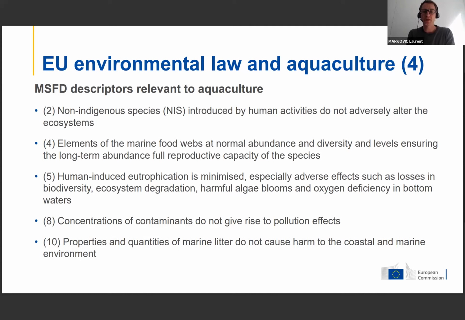Eutrophication is minimized and does not give rise to adverse effects on the water. Same thing, pollution from aquaculture facilities. The concentration of contaminants does not give rise to pollution effects. And the last one, marine litter does not cause harm to the coastal and marine environment. So in my view, all of those may or might be relevant for aquaculture activities.